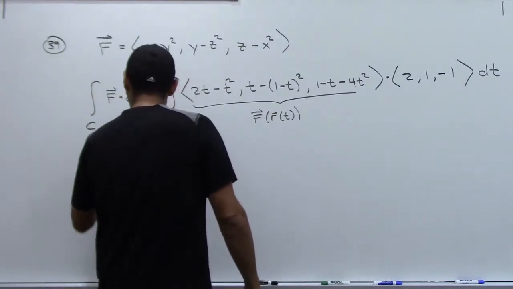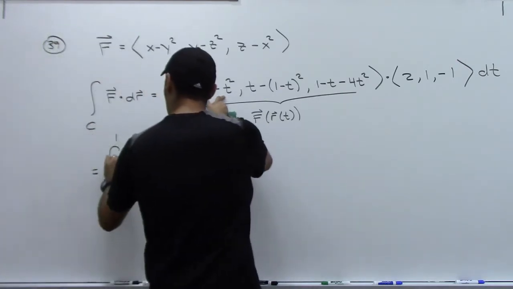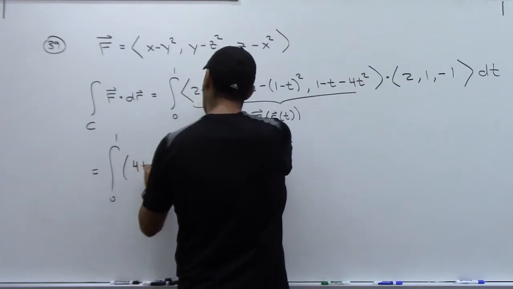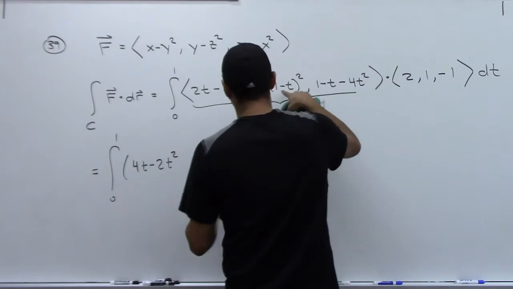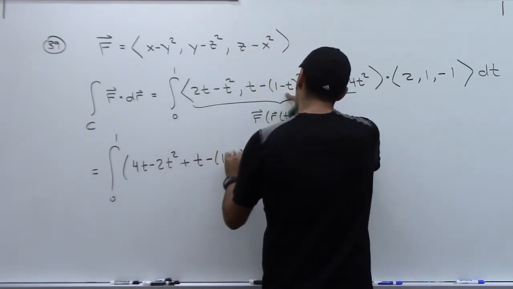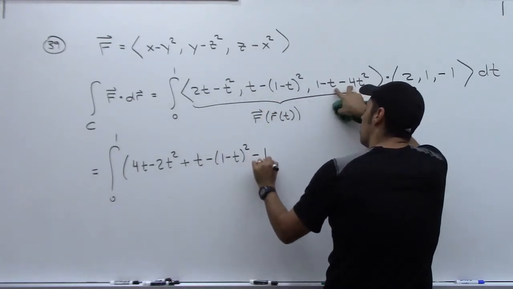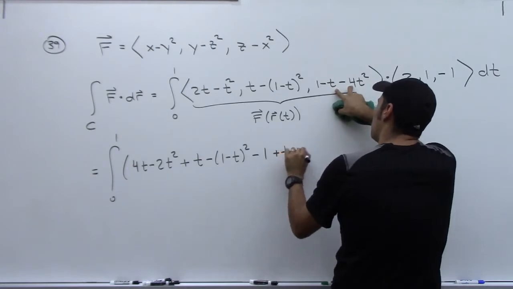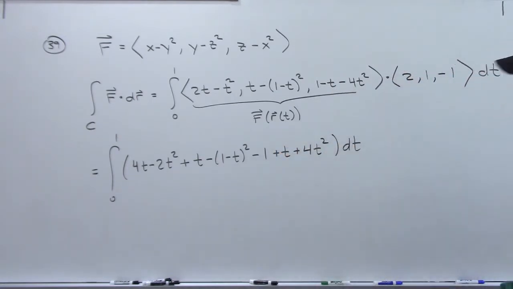So this is going to be the integral from 0 to 1. I take this, I multiply it by 2, so I get 4t minus 2t squared. I take this, I multiply it by 1, which is just plus t minus 1 minus t squared. I take this, I multiply it by negative 1, which changes it to minus 1 plus t plus 4t squared dt. And I can clean that up a little bit more.